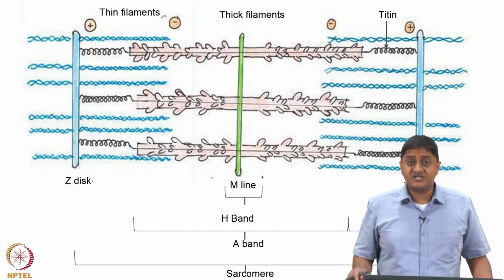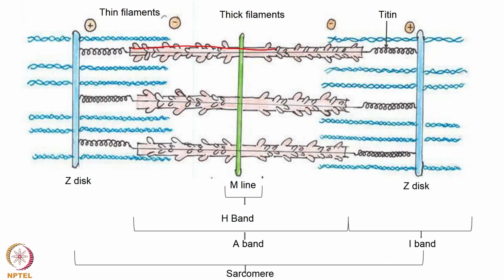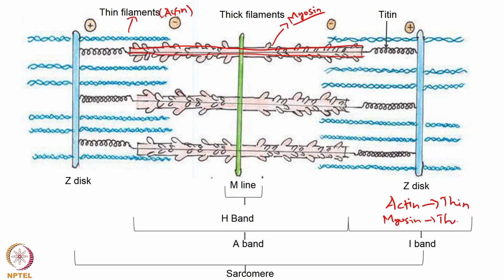Now, let us go back to the situation of the thick and thin filaments. Here are the thick filaments. Okay. What is the thick filament? The name of the thick filament is myosin. The thin filament is called actin. How do you remember which is which? Actin is thin, then the other one is thick, and myosin is thick. So, actin rhymes with thin. Okay. That is how you remember which is which.